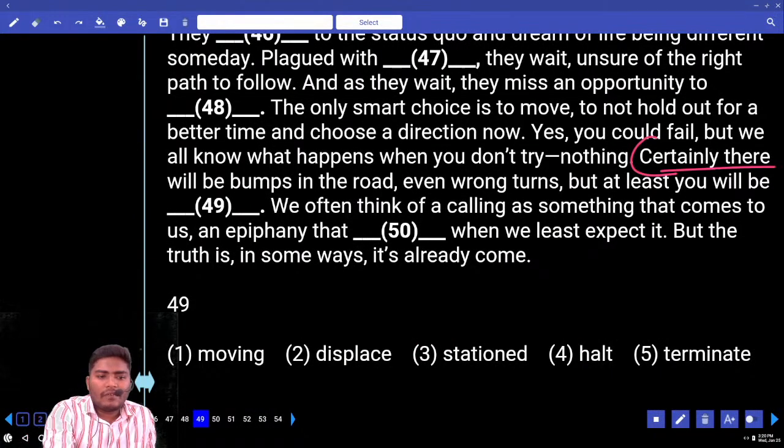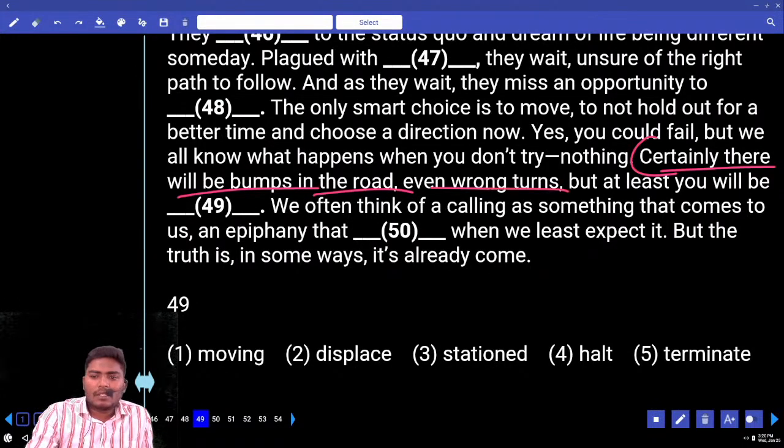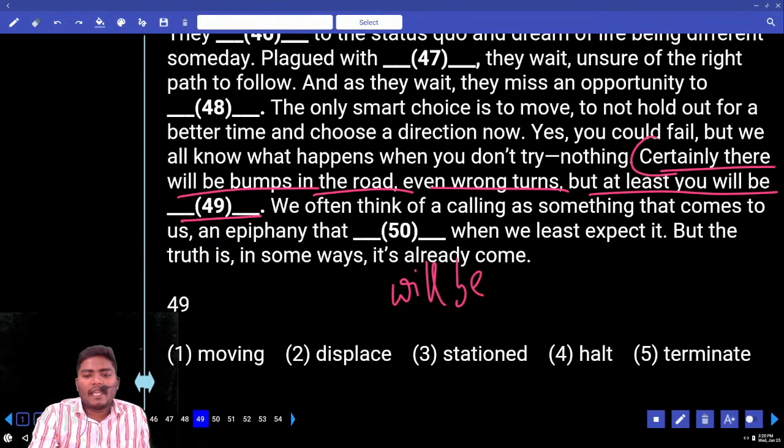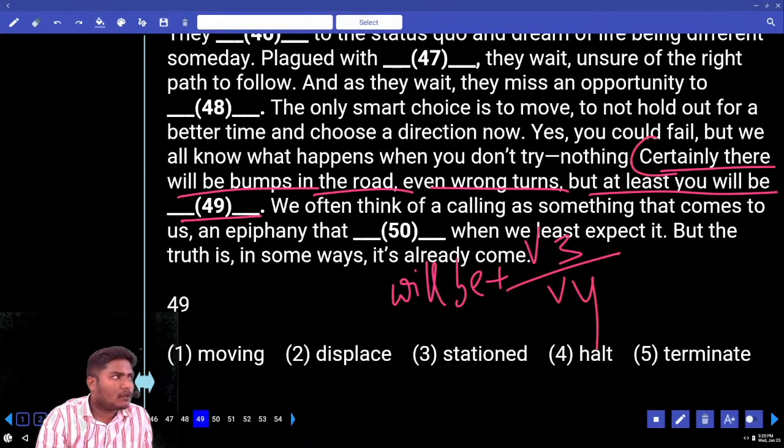Certainly, there will be bumps in the road, even wrong turns, but at least you will be dash. Remember, will be is followed by V3 as well as V4. Survive. Do you remember this rule? What is this form? B forms. Is, am, are, was, were, be, been, being. Followed by V3, V4, noun, adjective, preposition.